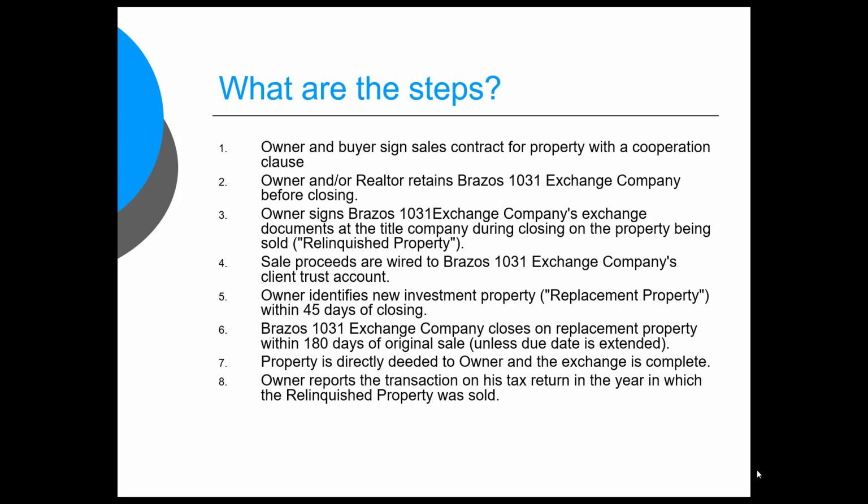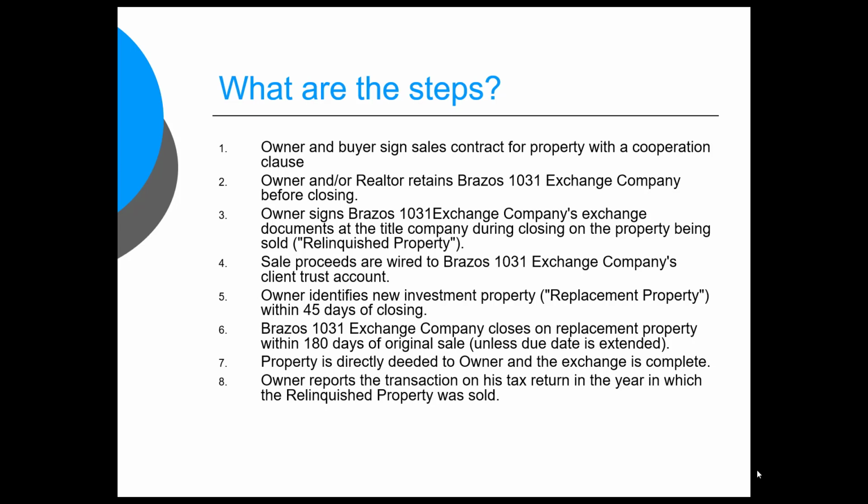Now, since you've closed on the sale of your property, you're going to identify what replacement property you want to buy, and remember you have 45 days to do that. And then the process repeats itself. And so again, when you go to close on the purchase of the replacement property, there's going to be some documents that get signed again at the title company, and you are going to sign those. Also, the seller of the property is going to sign some documents. So we want to have a cooperation clause in that contract as well.